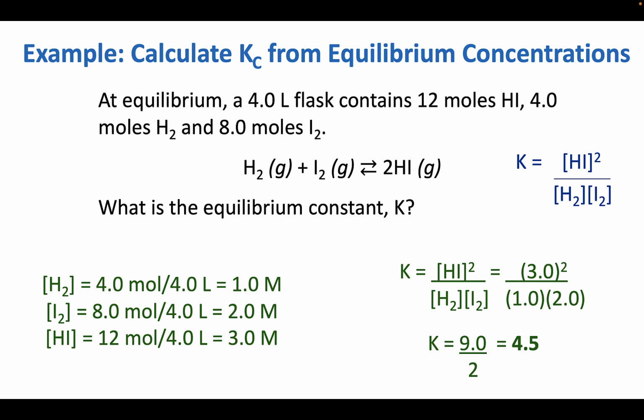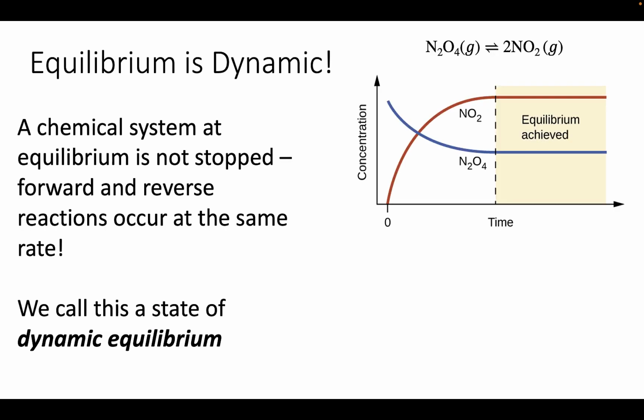Now, this K value, 4.5, is going to apply to every system that is at equilibrium. So if the system is at equilibrium for this particular reaction, it's going to have this K value that evaluates to 4.5. And we're going to see how we use this moving forward as well.